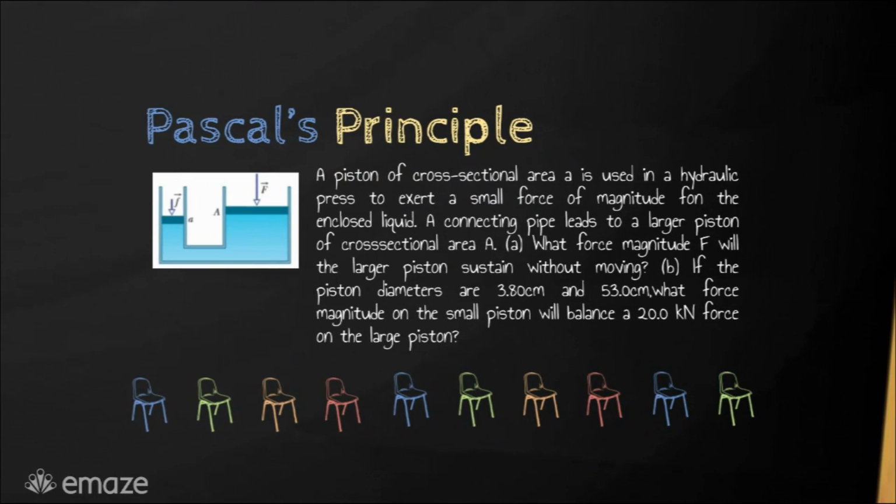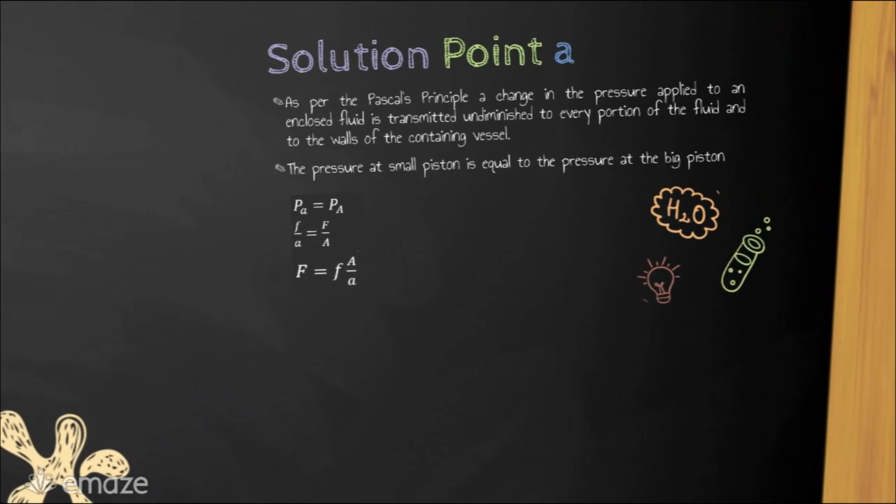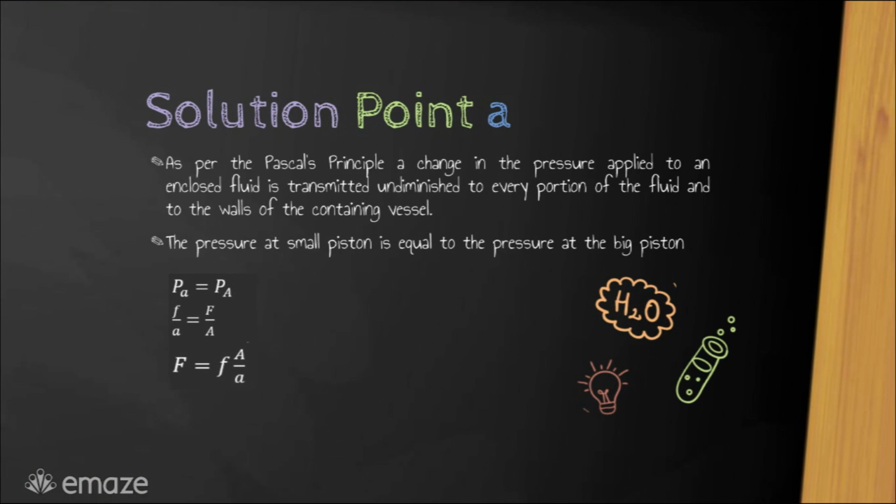The fourth problem is about Pascal's principle. A piston of cross-sectional area a is used in a hydraulic press to exert a small force of magnitude f on the enclosed liquid. A connecting pipe leads to a larger piston of cross-sectional area A. A. What force magnitude will the larger piston sustain without moving? B. If the piston diameters are 30.8 centimeters and 53 centimeters, what force magnitude on the small piston will balance a 20 kilonewton force on the larger piston?